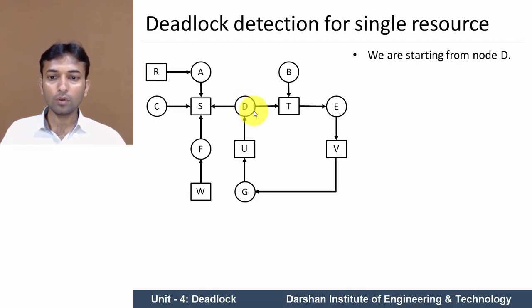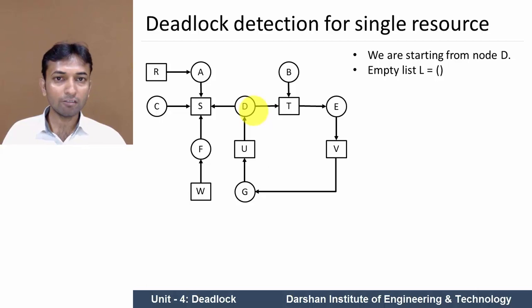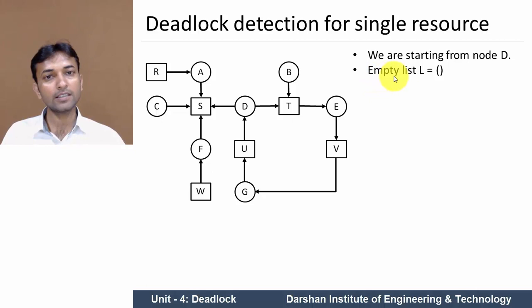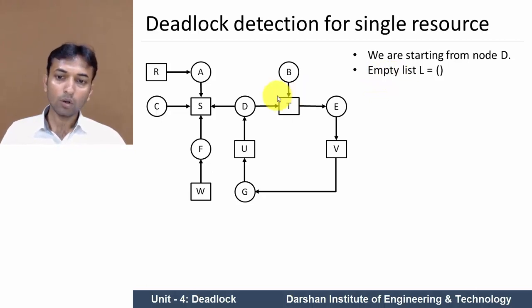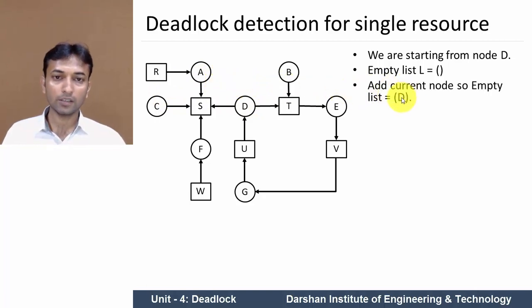Now what we have to do is create a list and find out whether any node is repeated in our list. If a node is repeated, then there is a deadlock. Now how to create the list? Initially we start from node D. Before starting, our list is empty, there isn't any node in it. Once we start from node D, we add this node into our empty list, so the list becomes D.